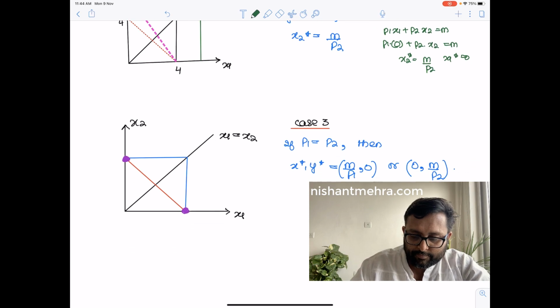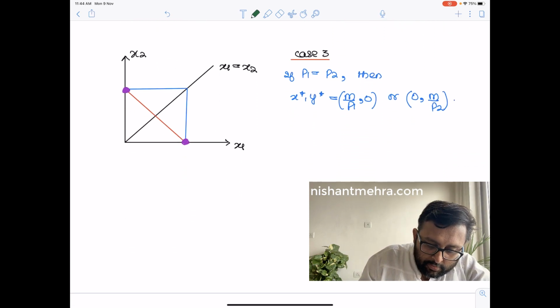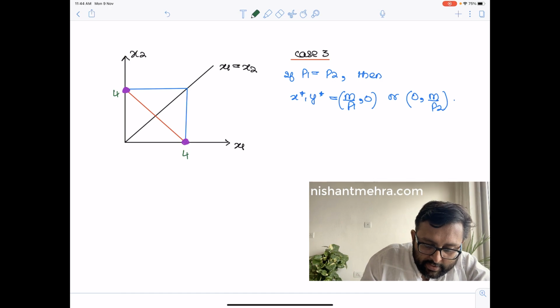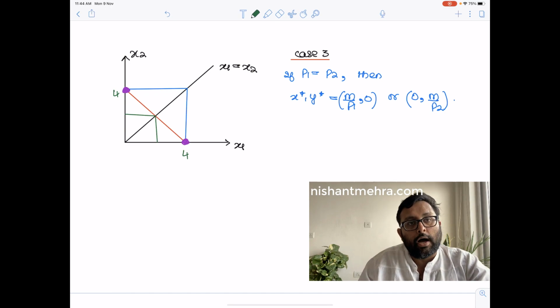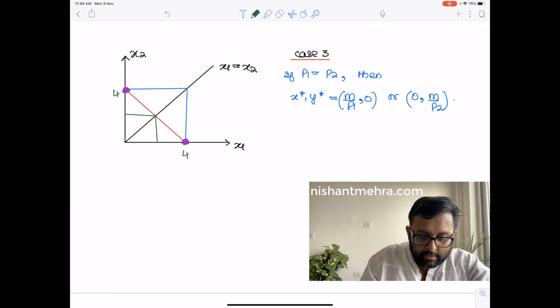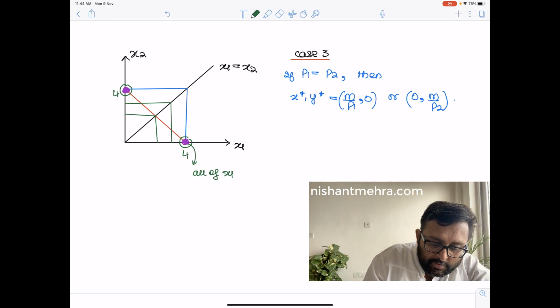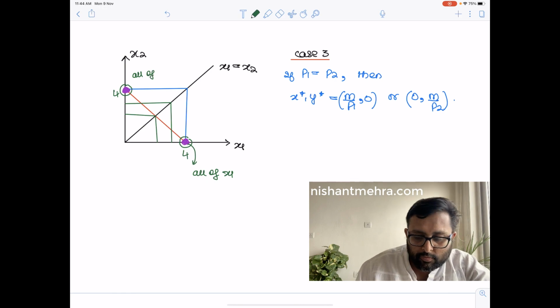Okay, then you have case 3. So you've drawn this 4, 4. You've drawn the budget line joining this, and the slope is 1. You'll ask yourself, what is the highest indifference curve? Is this the highest indifference curve? Don't you think given this budget line you can go on a higher indifference curve? Of course you can. Is this the highest indifference curve? No, this one is the highest indifference curve. So you consume either here or here. If you're consuming here, you're consuming all of x1. And if you're consuming here, it means you're consuming all of x2.